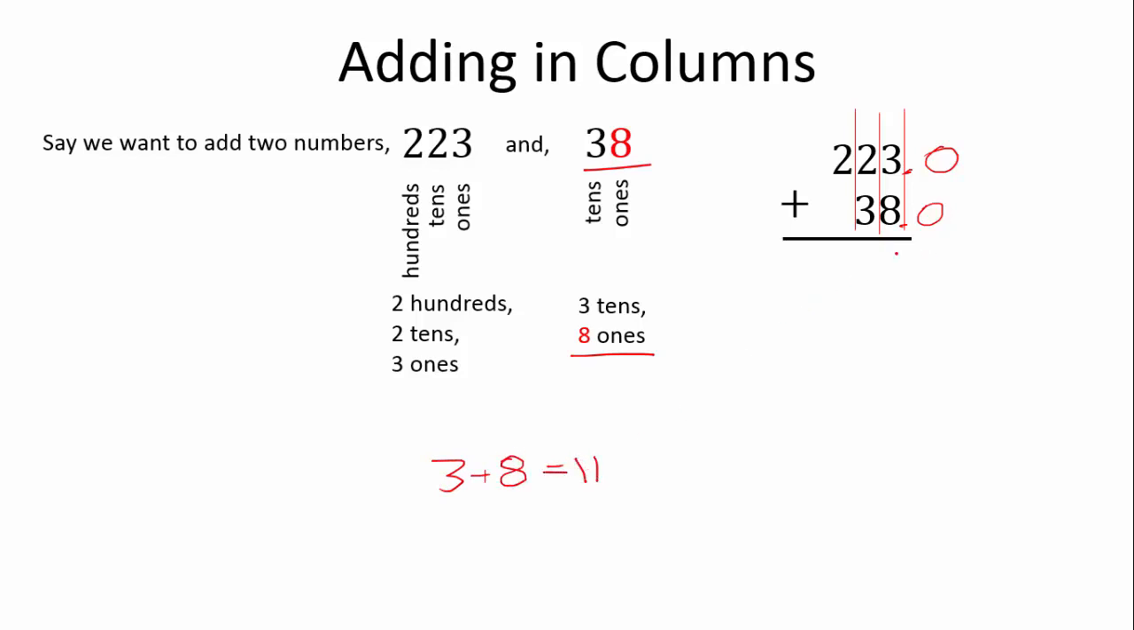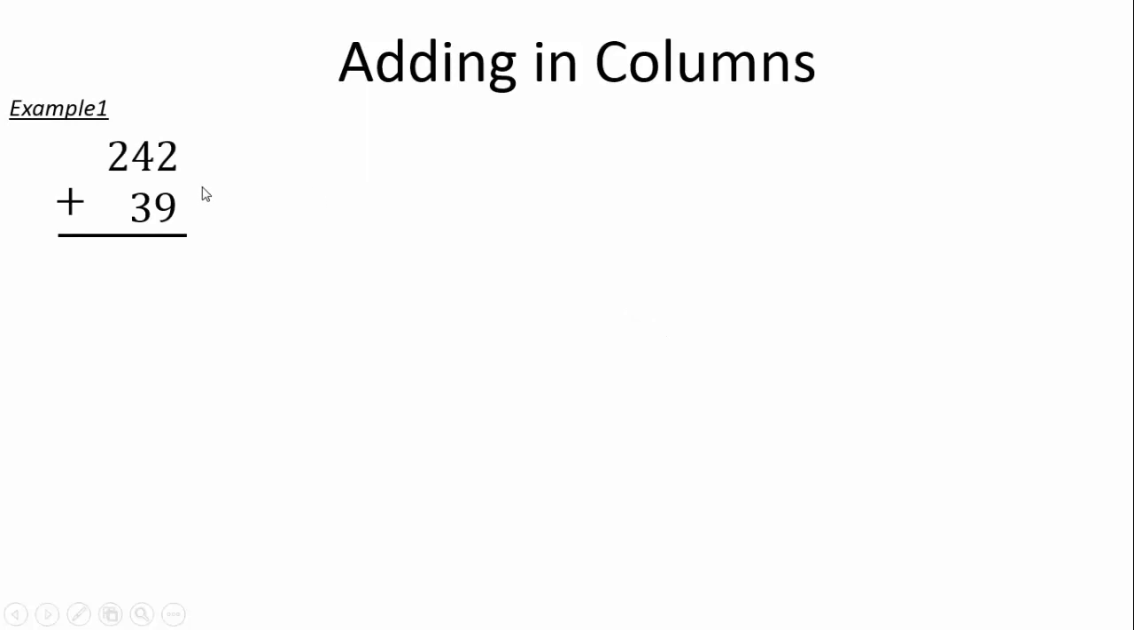Now 11 we can't put there because it's 2 digits. But 11 is the same as 10 plus 1. Right, okay. So let's put the 1 here, and let's add another 1 over there. So that's 1 plus 2, that's 3, plus another 3 is 6, right? And then 2 plus 0 is 2. And we get 261, and that is our answer. Okay, so we added that 10 over there. Let's try a few examples.